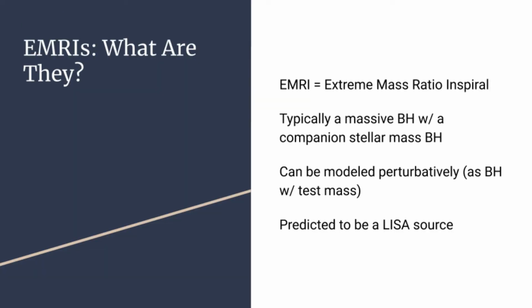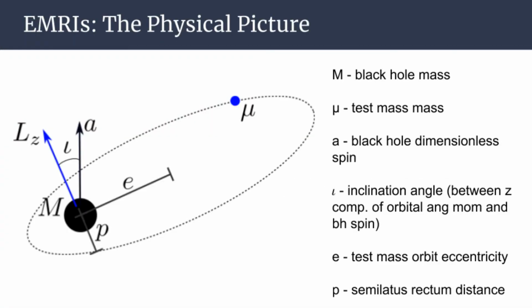Extreme mass ratio inspirals, or EMRIs, are systems which typically consist of a massive black hole with a smaller, usually stellar mass, companion black hole. As the name suggests, they have very large mass ratios, which means that their dynamics can be well described using perturbative methods. They are also predicted to be LISA sources, so it's important that we have methods of interpreting and relaying EMRI physics. In the following, the companion black hole is treated as a test mass.